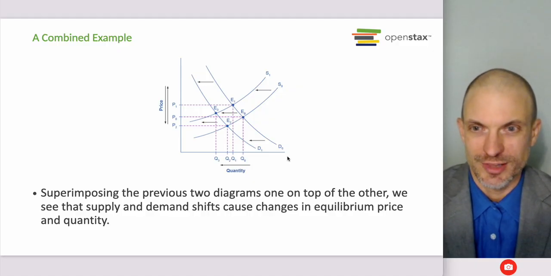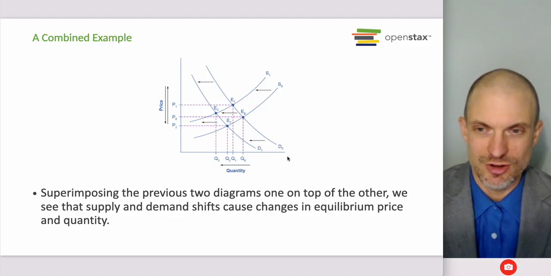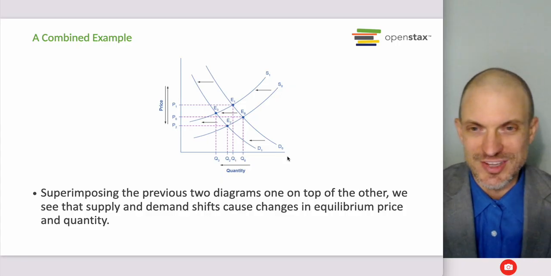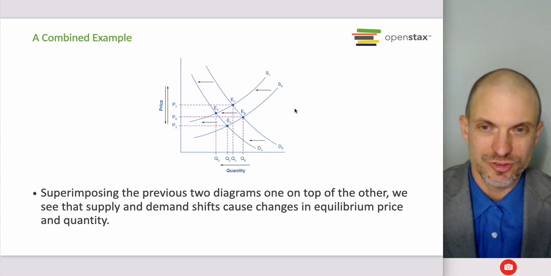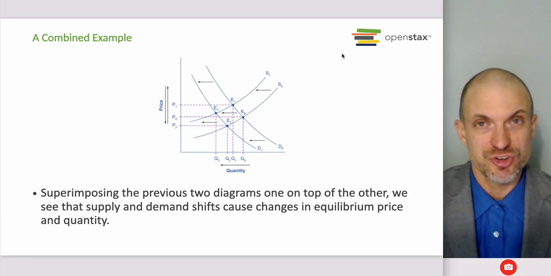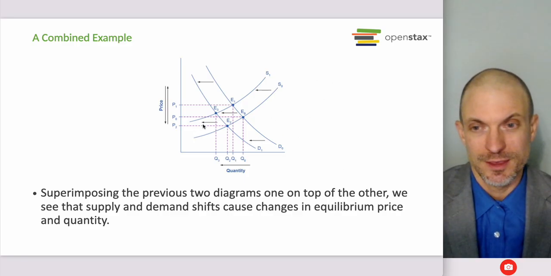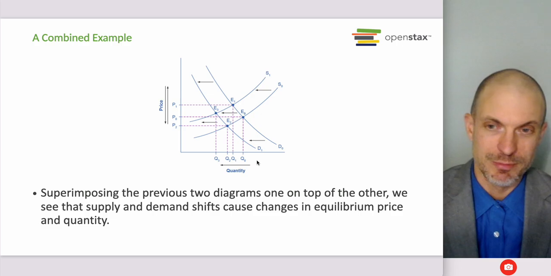Just look at the labels. When I draw my comparative statics graphs, I like drawing demand D naught and supply S naught, my initial demand and initial supply, in bold with a solid line. And I like drawing my shift with a dashed line. And then I use dots if I need to label the price and quantity.